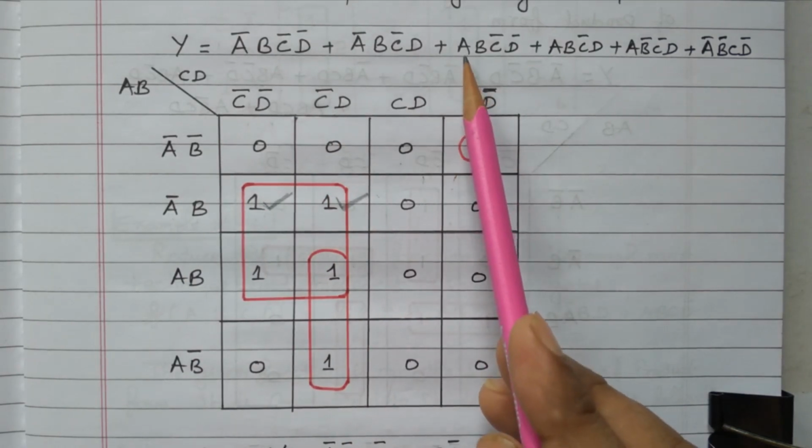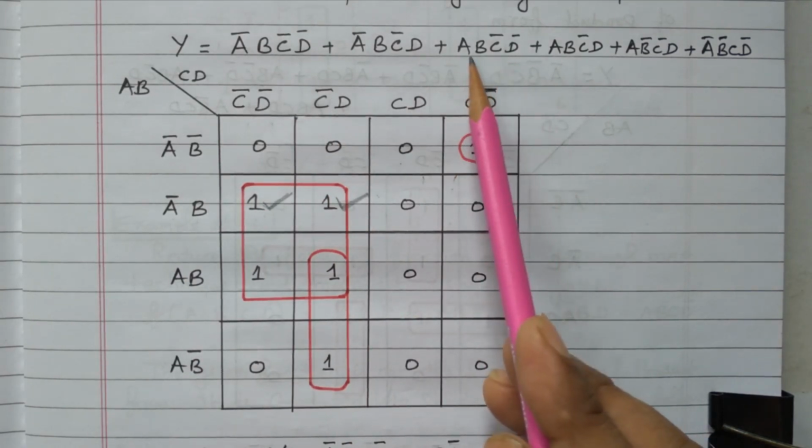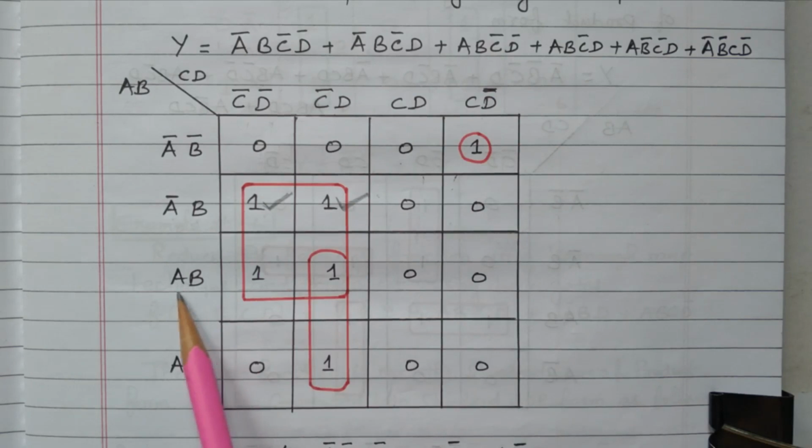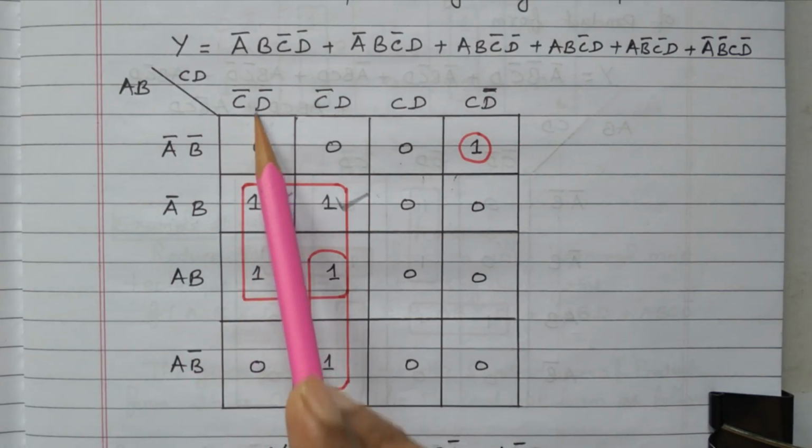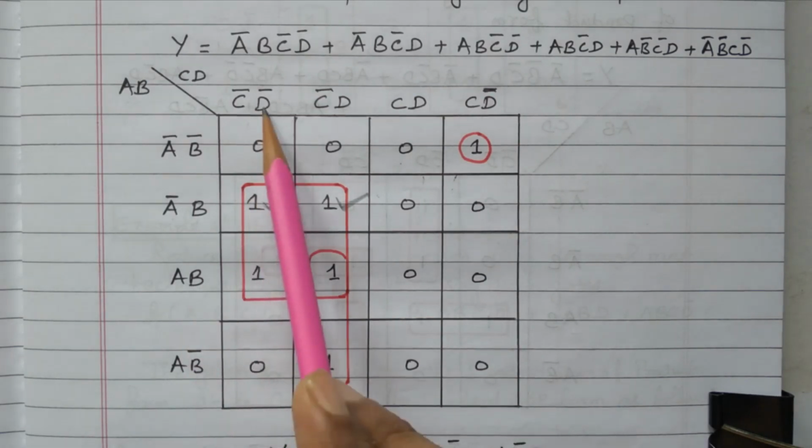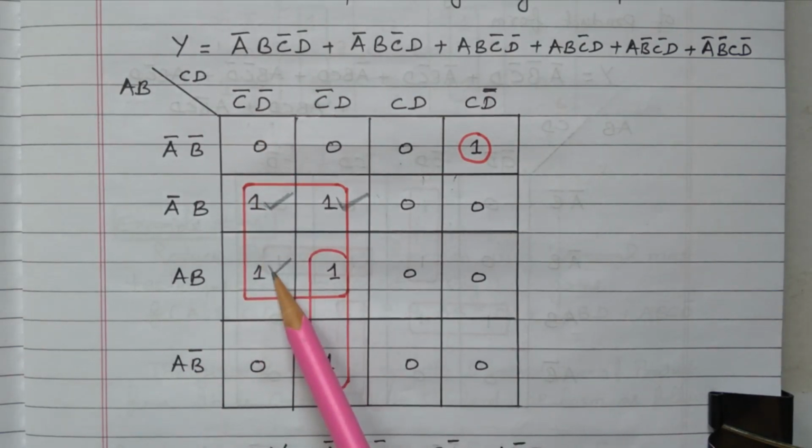What is the third term? A B C bar D bar. First we will see where is A B. So A B is available here. Then what we need? C bar D bar. So C bar D bar is available here. So A B C bar D bar. So this is the third term.